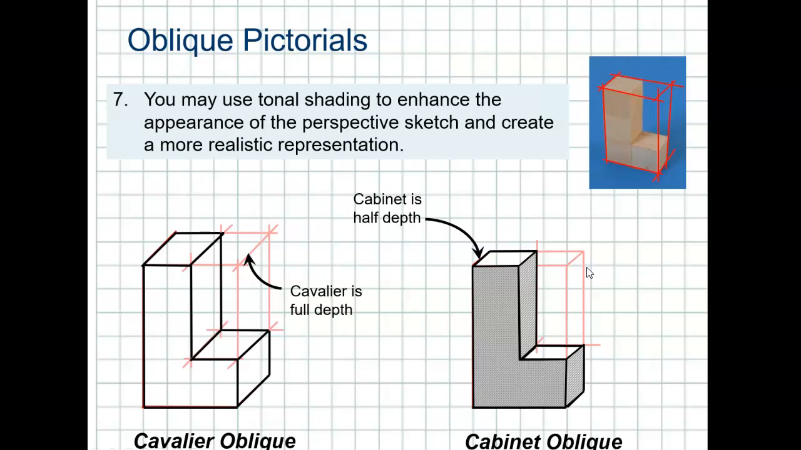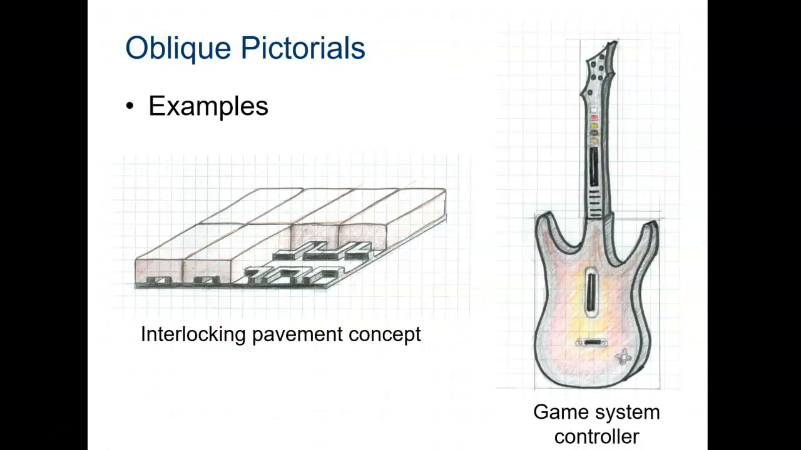Just like that. And here we have some examples from some real world products. So here is the Guitar Hero guitar. This is one of the sketches that you might see if an engineer was designing this. In oblique view, you have the front of the guitar, and then you can see the sides of it going in the oblique cabinet direction. And then here we have a Cavalier representation of interlocking pavement, where you have these bricks and these locking components that would lock the bricks into place.